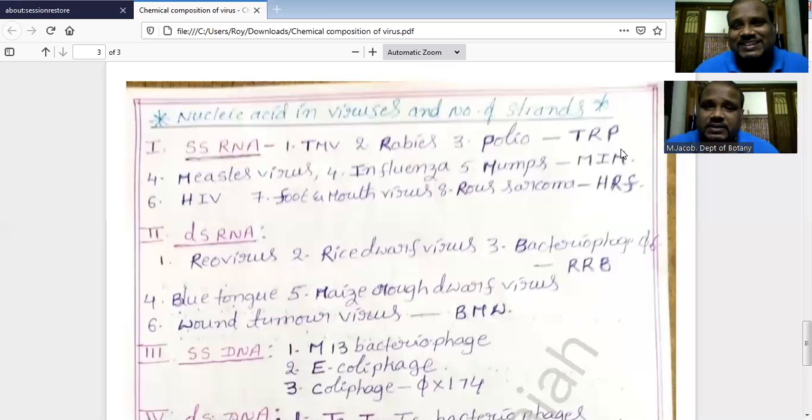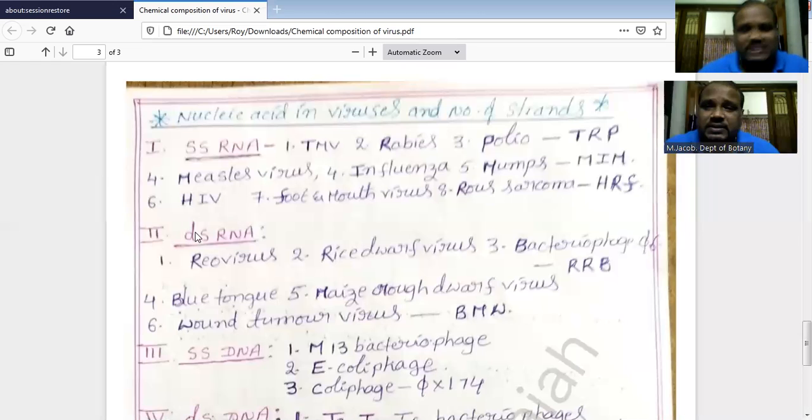So these are the codes. So in tobacco mosaic virus, rabies virus, polio virus, measles virus, influenza virus, mumps virus, HIV, foot and mouth disease virus, and Rous sarcoma virus, single-stranded RNA acts as genetic material.